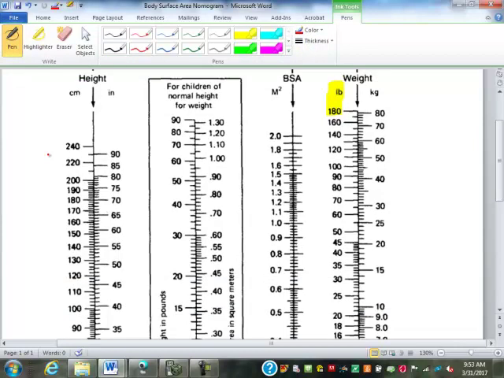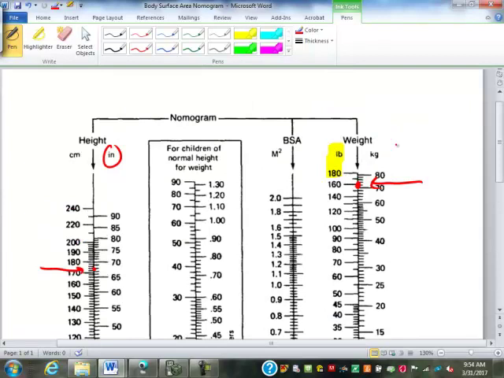So our height in inches is all the way over here. So 68, 65, 6, 7, 8 is going to be right there. So that's my 68. The 160 pounds is right here. The body surface area is then given in this column.